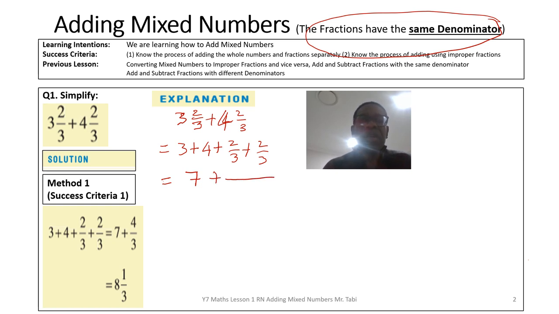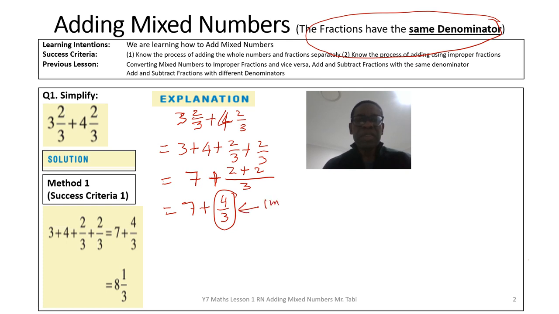Now, because both fractions have the same denominator, 3, it means our common denominator is 3. So we simply add the numerators, which is 2 plus 2. So this is equal to 7 plus 4 over 3.